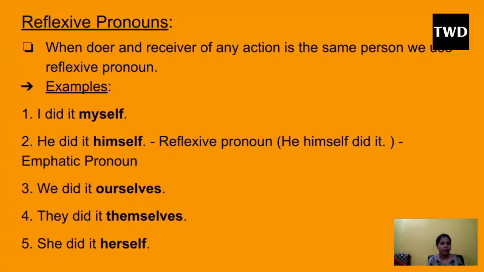So can you see here, doer, that is the subject. Subject is I, doer, and myself is the receiver. Both are pointing to the same person, and that's why these are known as reflexive pronouns. I did it myself, he did it himself, we did it ourselves, they did it themselves, she did it herself.